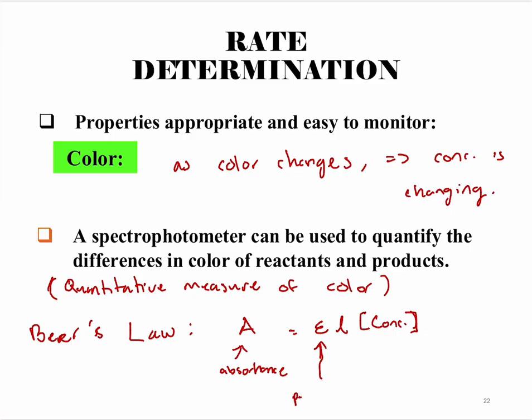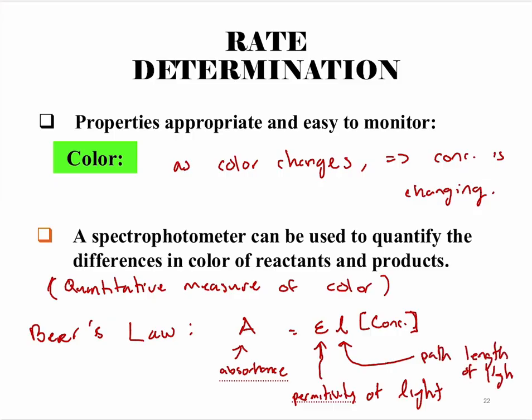This is the permittivity of light. This is the path length of light. Usually you put in a little cuvette sample, it's just the size of the cuvette, and then that's the concentration. You can make a little calibration curve for how the concentration is related to the absorbance, and that'll always give you the concentration at specific time points.